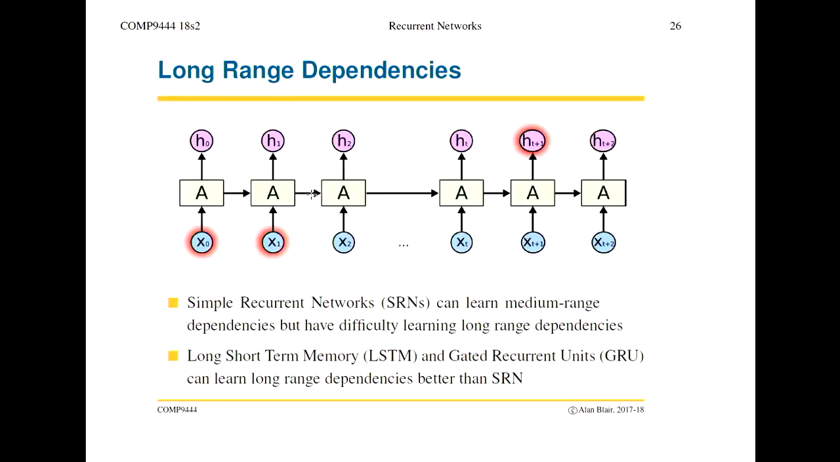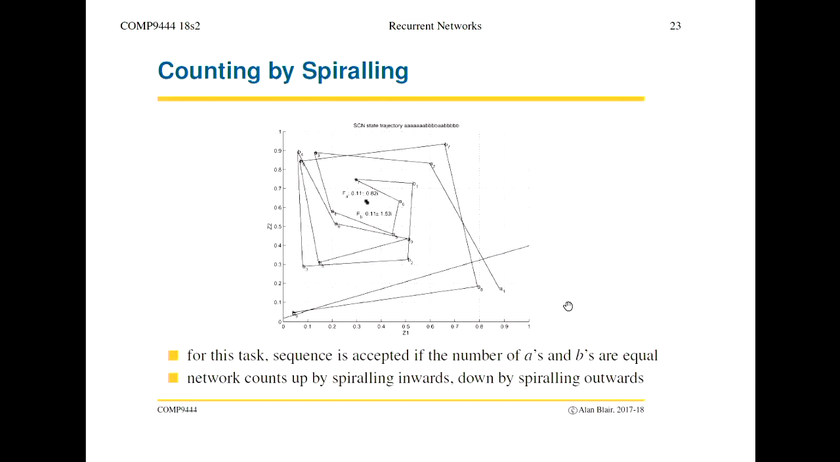Good. Okay. Now, everything we've done so far was these simple recurrent networks and these second-order networks, and they are able to learn relatively simple tasks. They can learn what we might call medium-range dependencies, but they have some trouble learning long-range dependencies.